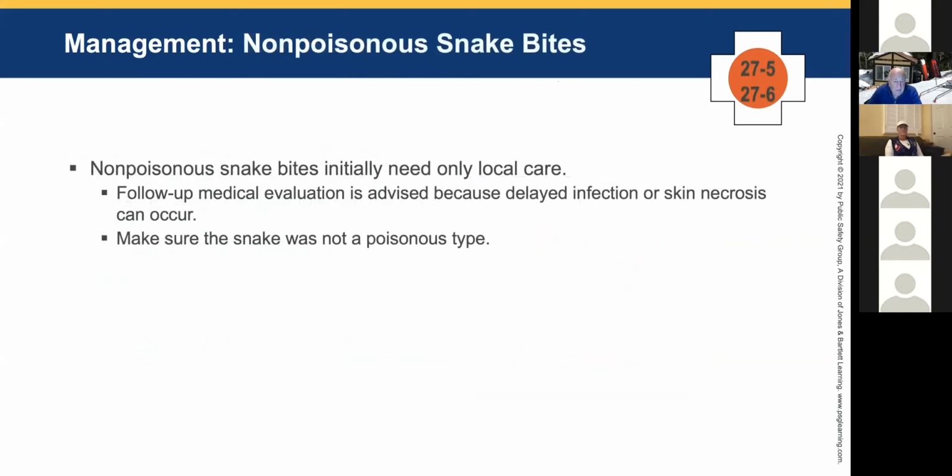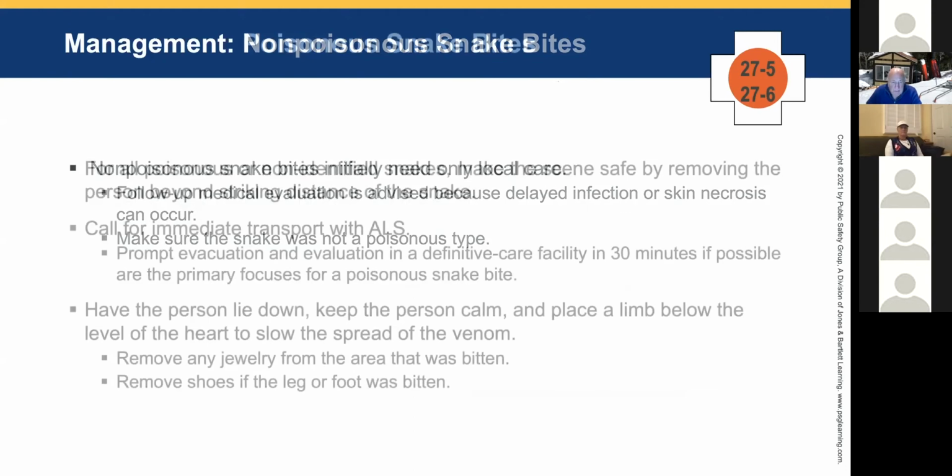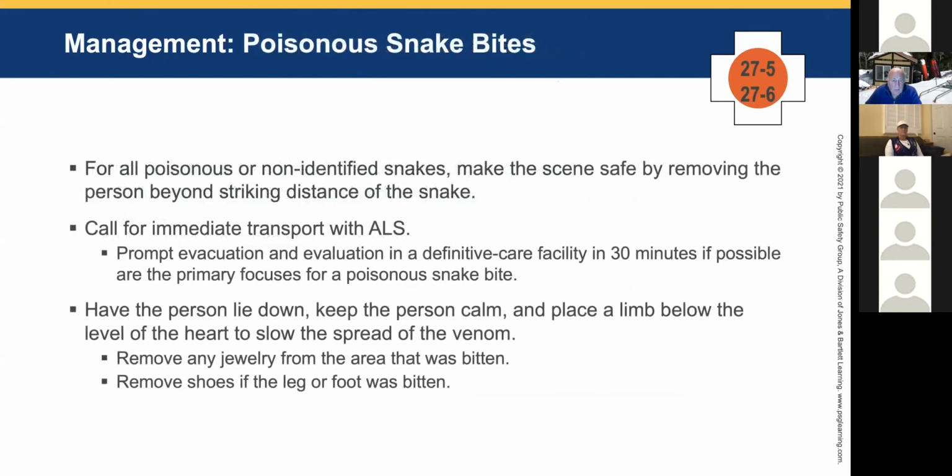Non-poisonous snake bites initially need only local care. Follow-up medical evaluation is advised because delayed infection or skin necrosis can occur. And make sure the snake wasn't a poisonous type. For all poisonous or non-identified snakes, make the scene safe by removing the person beyond the striking distance of the snake. Call for immediate transport to ALS. Have the patient lie down, have them calm. Place the limb below the level of the heart to slow the spread of the venom, just like we did with spiders.